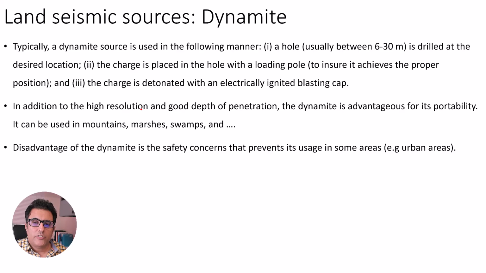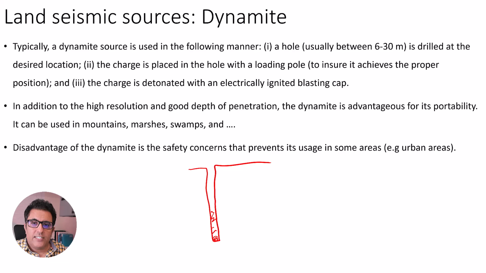Dynamite is a popular source that is used in land seismic surveys. To use dynamite, usually we drill a small hole, and the depth of the hole should be equal to the thickness of the soil. At the bottom of the hole, we place a charge of dynamite and then fill the hole with gravel, fragments of rocks, and mud. And then we fire the dynamite.